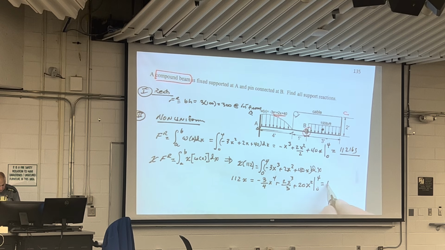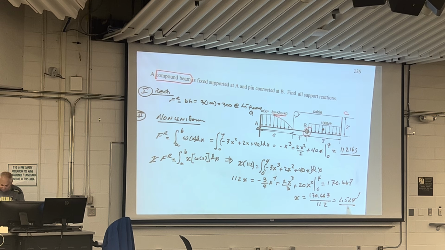This becomes 170.667. So x is going to be 170.667 divided by 112. That's going to be 1.524 feet.